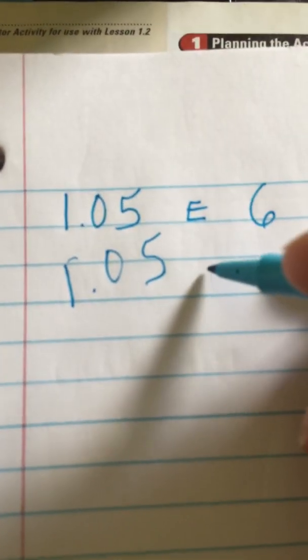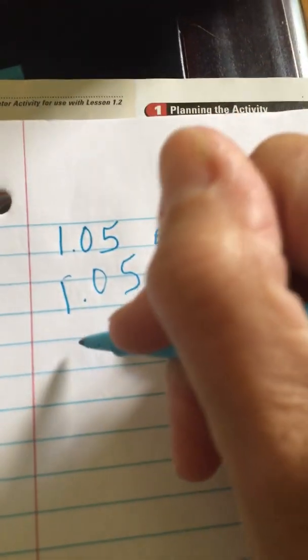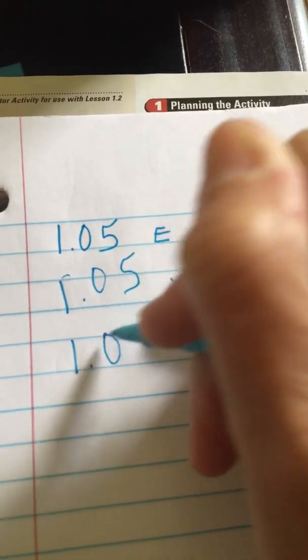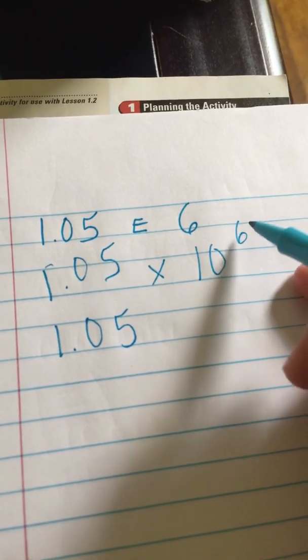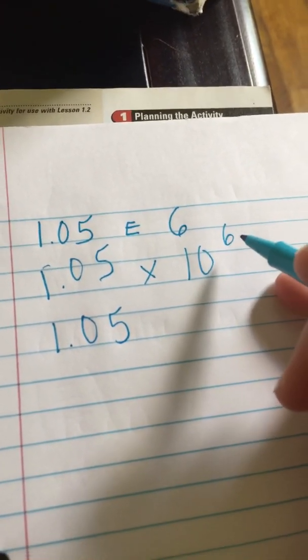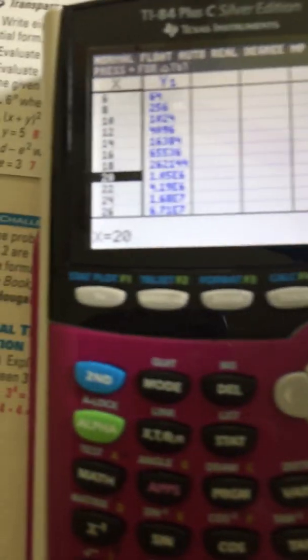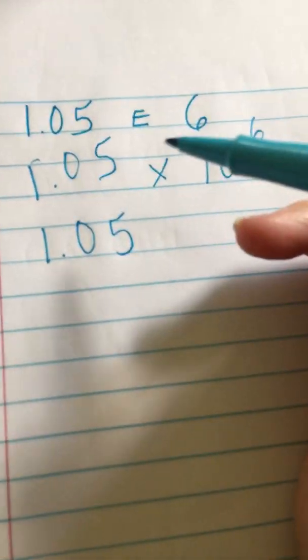Okay, so if I was writing it like this, 1.05 E6, it stands for 1.05 times 10 to the 6th power. What it means is that I have this number, 1.05, and because it's a positive exponent 6, it's a giant number, bigger than our calculator has room to display in that little box. So it turned it into scientific notation.